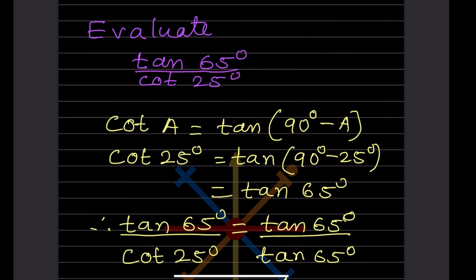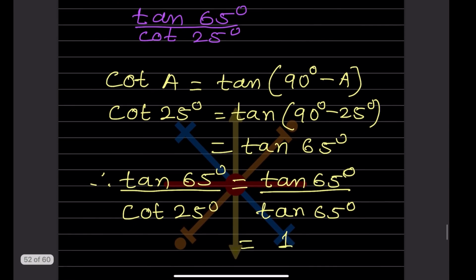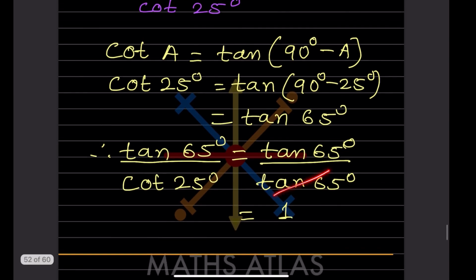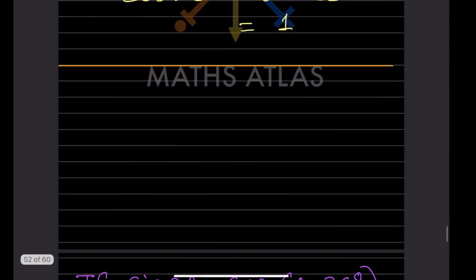So what is that? 90 minus 25 is going to be 65. In place of cot 25, you are going to write here tan 65. So now look at here, you are going to write tan 65, and the same thing over here. So this will be the same, and in place of cot 25, you write tan 65. So this and this get cancelled. So the answer is 1.